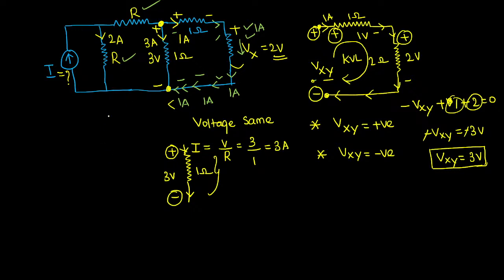If you apply KCL, see, 1 ampere current is going like this, and 3 ampere is going in the downward direction. Then what is the net incoming current here? It should be 4 ampere. According to Kirchhoff's current law, incoming current must be equal to outgoing current at any node.